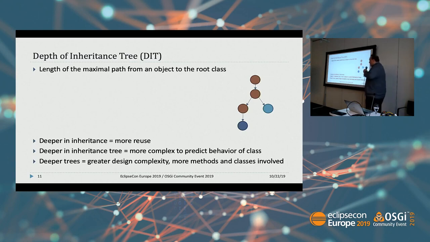So the intuition here is the deeper you are in an inheritance tree, the more chance you have for reuse, right? But also the more complex it becomes to predict the behavior of the class, because you have more things that are kind of, you know, within the scope that you look at, they are secretly inherited from superclasses, right? There's more functionality that you cannot see right away, right? And then because of the deeper trees, you also have higher design complexity, and there is a tendency that more methods and classes are involved in overall defining the behavior of your class.